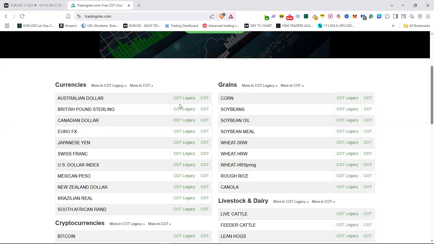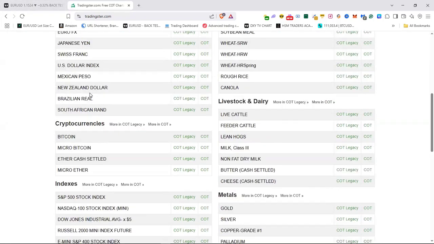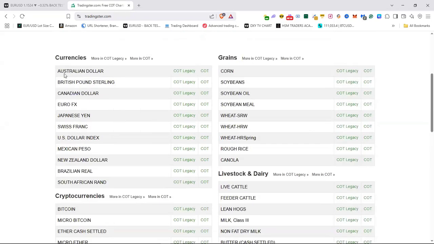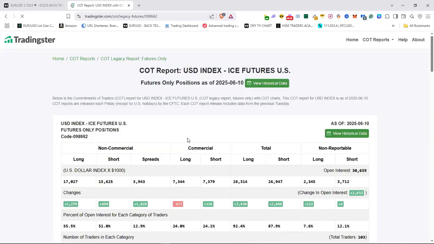Let's start off with DXY. Under currencies, I'm looking for the US dollar index. I've seen it. You click on COT Legacy, that's the one you click on. I hope you're taking record of everything I'm saying. I don't have the time to put in annotations, so just listen and you'll be able to understand what I'm saying.